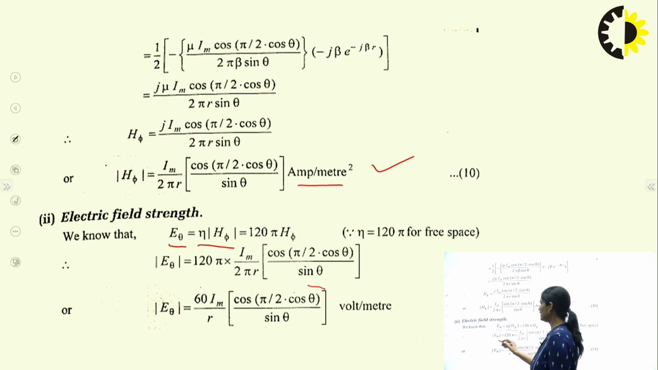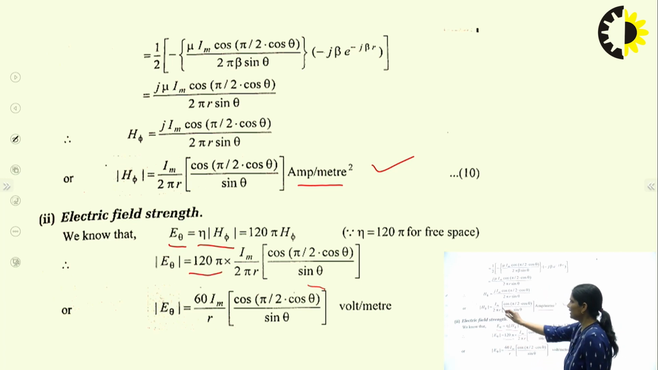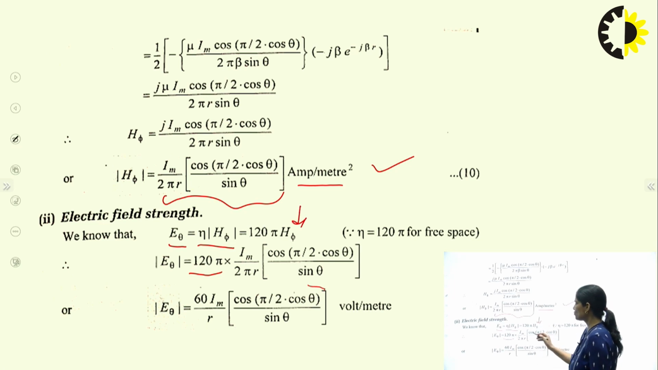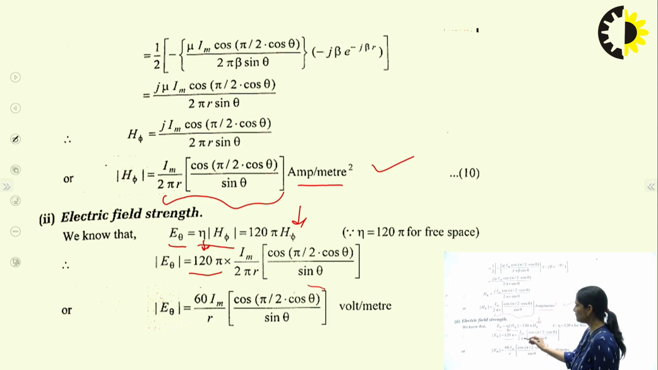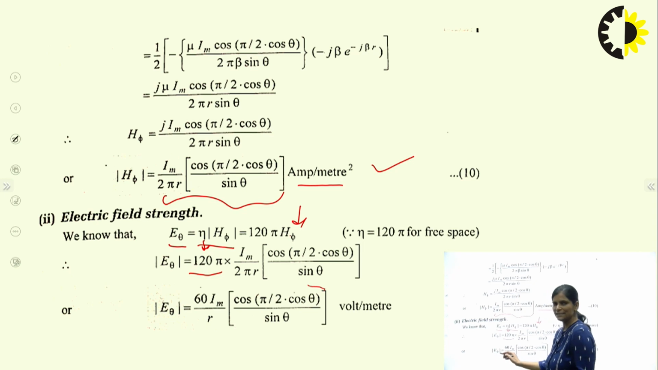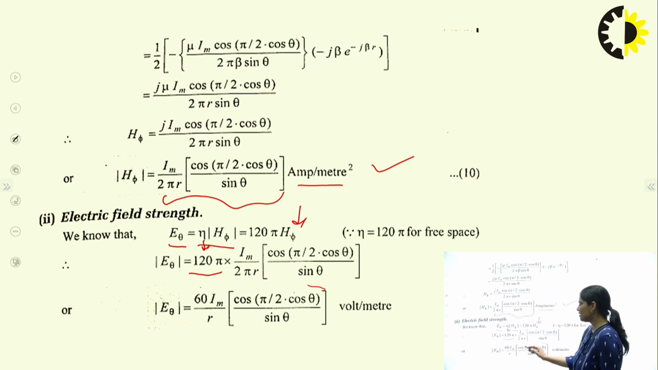Now how can you calculate it? This is your eta, 120 pi, and H phi is equal to Im upon 2 pi r, in bracket. You can put this term in place of H phi. Eta is equal to 120 pi for free space. So you can put the value of eta here, and here the value of H phi, which is Im upon 2 pi r, in bracket cos pi by 2 cos theta upon sin theta. When you put this value and solve it, you will get E theta is equal to 60 Im upon r cos pi by 2 cos theta upon sin theta volt per meter.